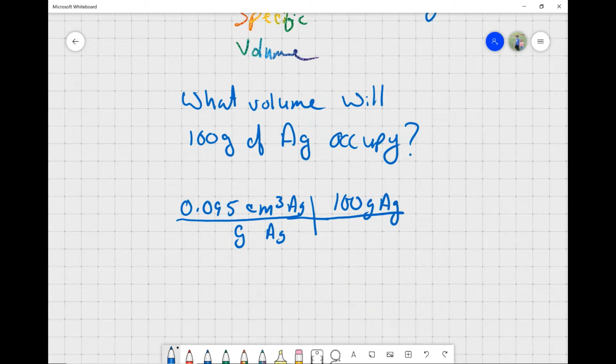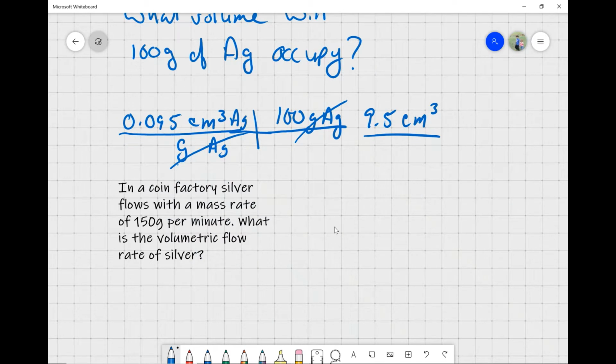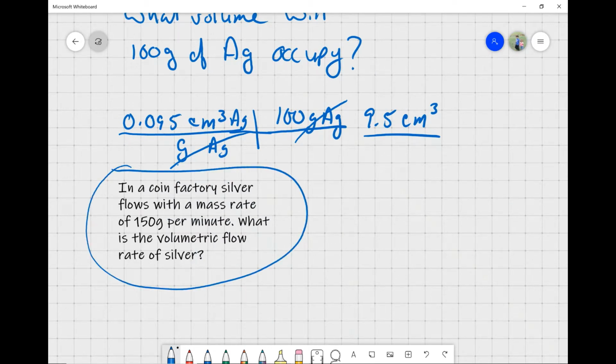And I probably should have started with 100 grams of silver, which is the better convention. And so grams of silver cancels out. So 0.095 times 100, and that's 9.5 cubic centimeters. All right, so now we can use density to convert this, if we want. Well, let's just see how it plays out.